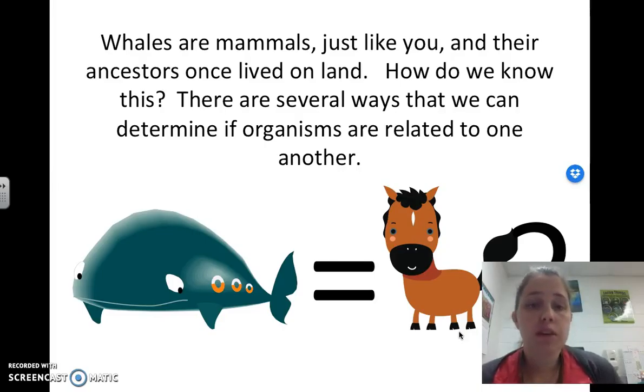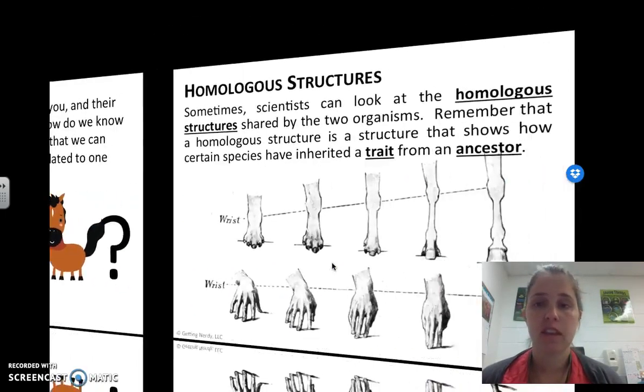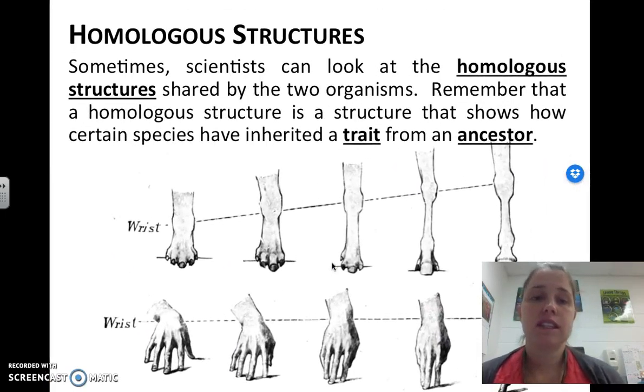How do we know this? Well, there are several ways that we can determine if organisms are related to one another. One of them is this thing called homologous structures. So we look at the bones of all of these different organisms, and we can compare them. So scientists sometimes look at homologous structures shared by two organisms. Remember that a homologous structure is a structure that shows how certain species have inherited a trait from an ancestor.